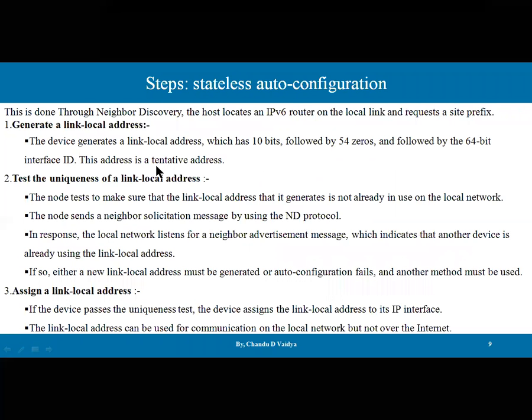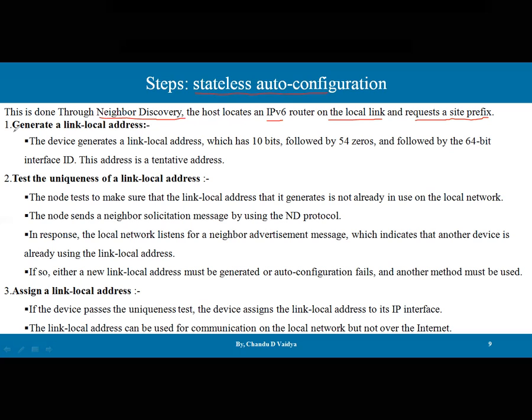Now, there are standard steps of auto configuration. These steps are very important, and this is the gist of this video lecture. This stateless auto configuration is done via the ND protocol, that is the Neighbor Discovery protocol. The host locates an IPv6 router on the local link and requests a site prefix. So let's take the process and the steps involved in stateless auto configuration in IPv6.